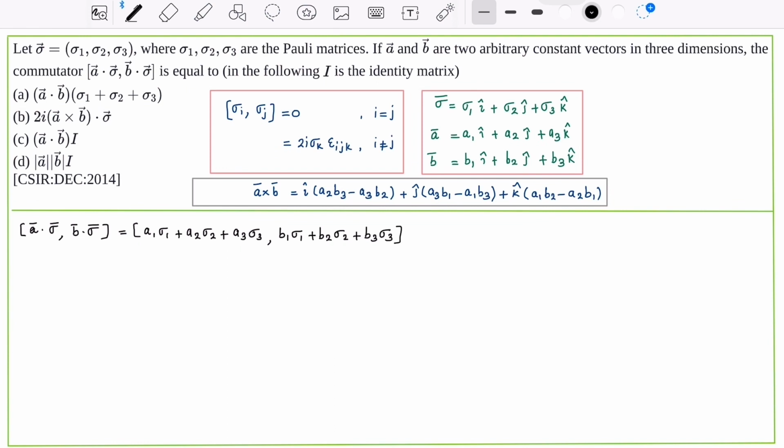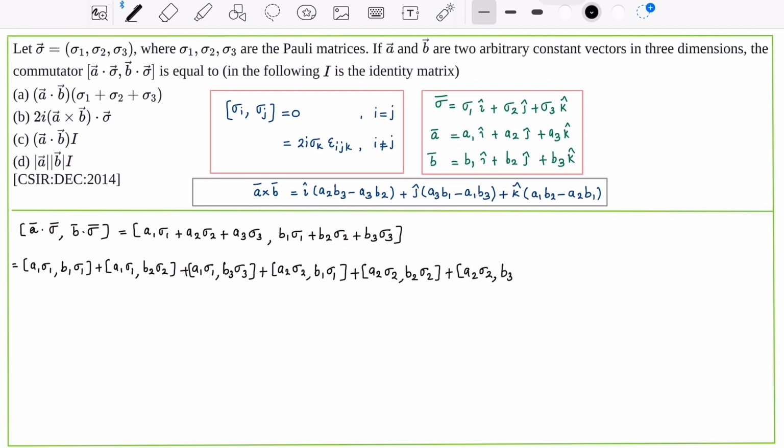Now let us expand this commutator as the commutator of A1 sigma 1 and B1 sigma 1 plus the commutator of A1 sigma 1 and B2 sigma 2 plus the commutator of A1 sigma 1 and B3 sigma 3 plus the commutator of A2 sigma 2 and B1 sigma 1 plus the commutator of A2 sigma 2 and B2 sigma 2 plus the commutator of A2 sigma 2 and B3 sigma 3 plus the commutator of A3 sigma 3 and B1 sigma 1 plus the commutator of A3 sigma 3 and B2 sigma 2 plus the commutator of A3 sigma 3 and B3 sigma 3.